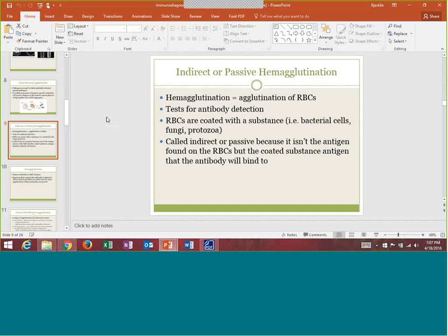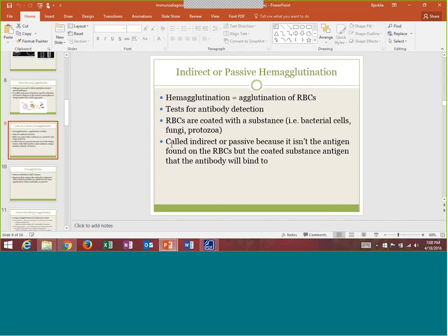Now, in the case when it's called indirect or passive, this gets really tricky because it's the opposite of what you want to think. If it does clump, it's a negative result here. If it doesn't clump, it's a positive. So this one is always backwards. Everything else for agglutination, when there is agglutination, it's a positive result. When there's not agglutination, it's a negative. In the case when it's called indirect or passive, it's the backward results.